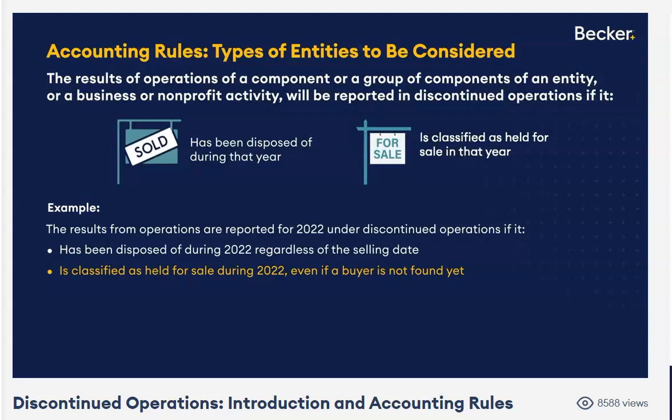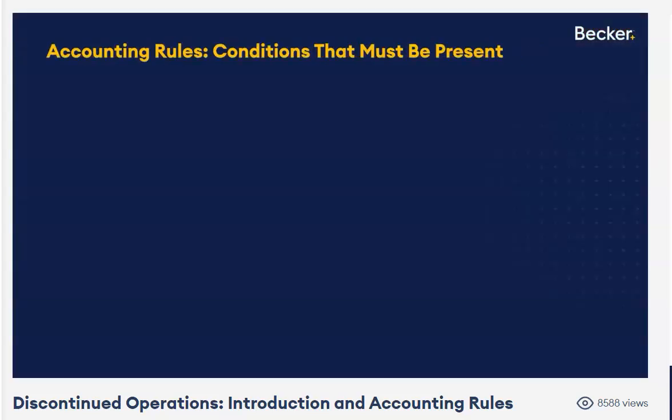If they classified it as held for sale in that particular year, 2023, then you know what? All of the results of operations for that year, regardless of the particular month where they adopted the plan, all the results of operations for that segment are going to be reported where? Discontinued operation, way down below, net of tax. Okay, now the accounting rules.